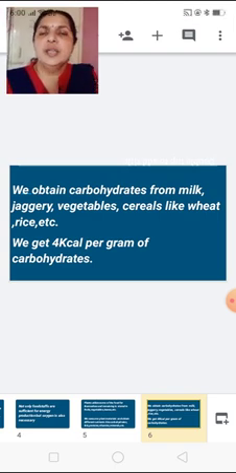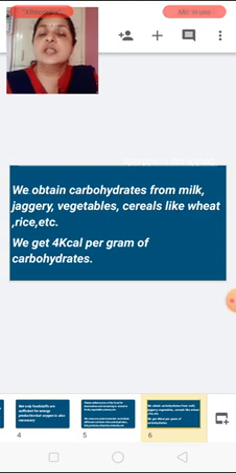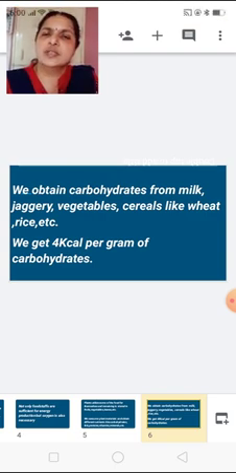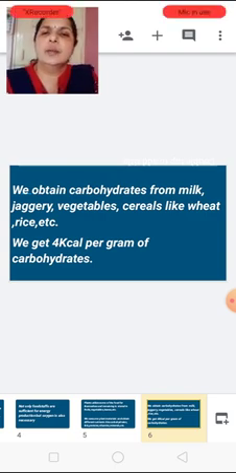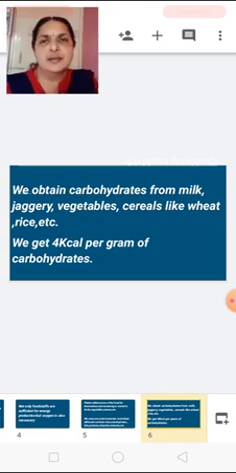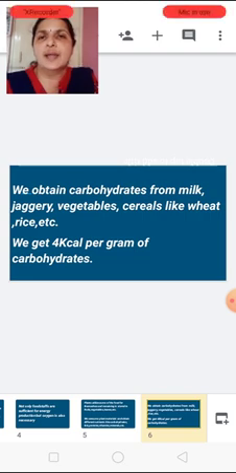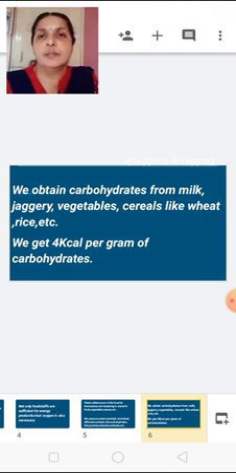Can you name some carbohydrate rich food, children? We get carbohydrates from milk, cereals, jaggery, vegetables, fruits. From all this we get carbohydrate. And how much energy do we get? We get 4 kilocalorie energy per gram of carbohydrate.